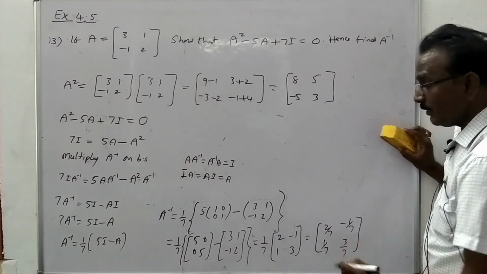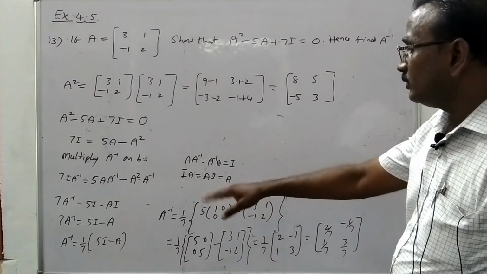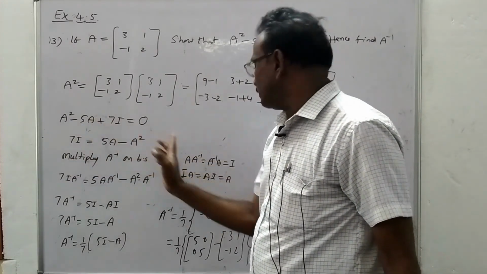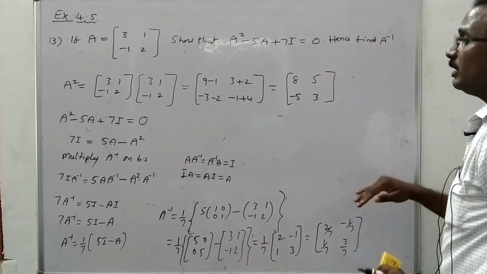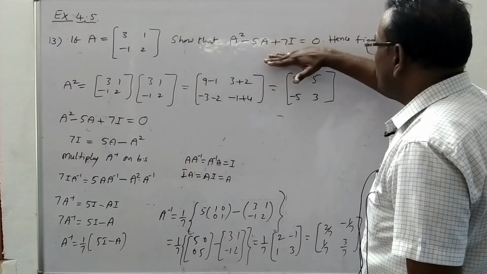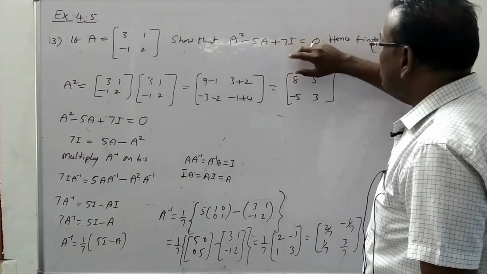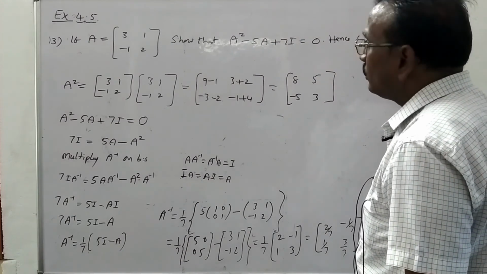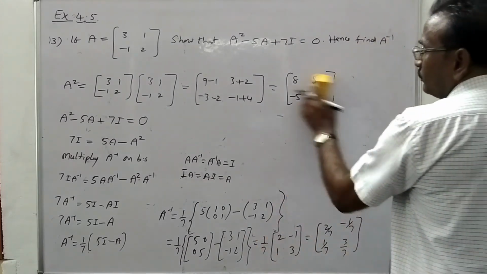So this is the A inverse using this equation. Using this equation, A square minus 5A plus 7I is equal to 0. So this is the method: first show that this equation is true, and hence, using this equation, find the inverse of the matrix. So this is the method.